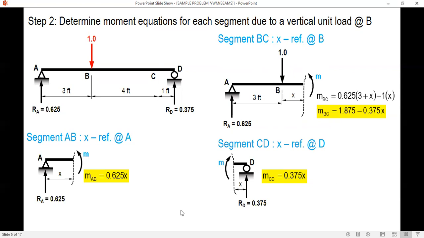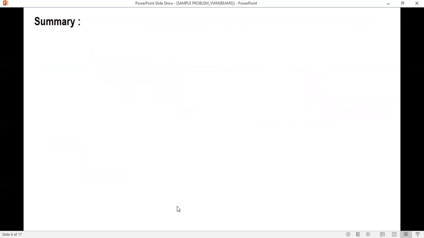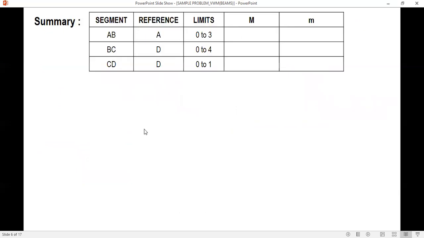So you are now ready to determine the deflection at B. Okay, so to have a better analysis, it is suggested to construct this table to guide you. For segment AB, reference is at A. Sorry, typo error. For segment BC, the reference is at B. This is B. And for CD, the reference is at D.